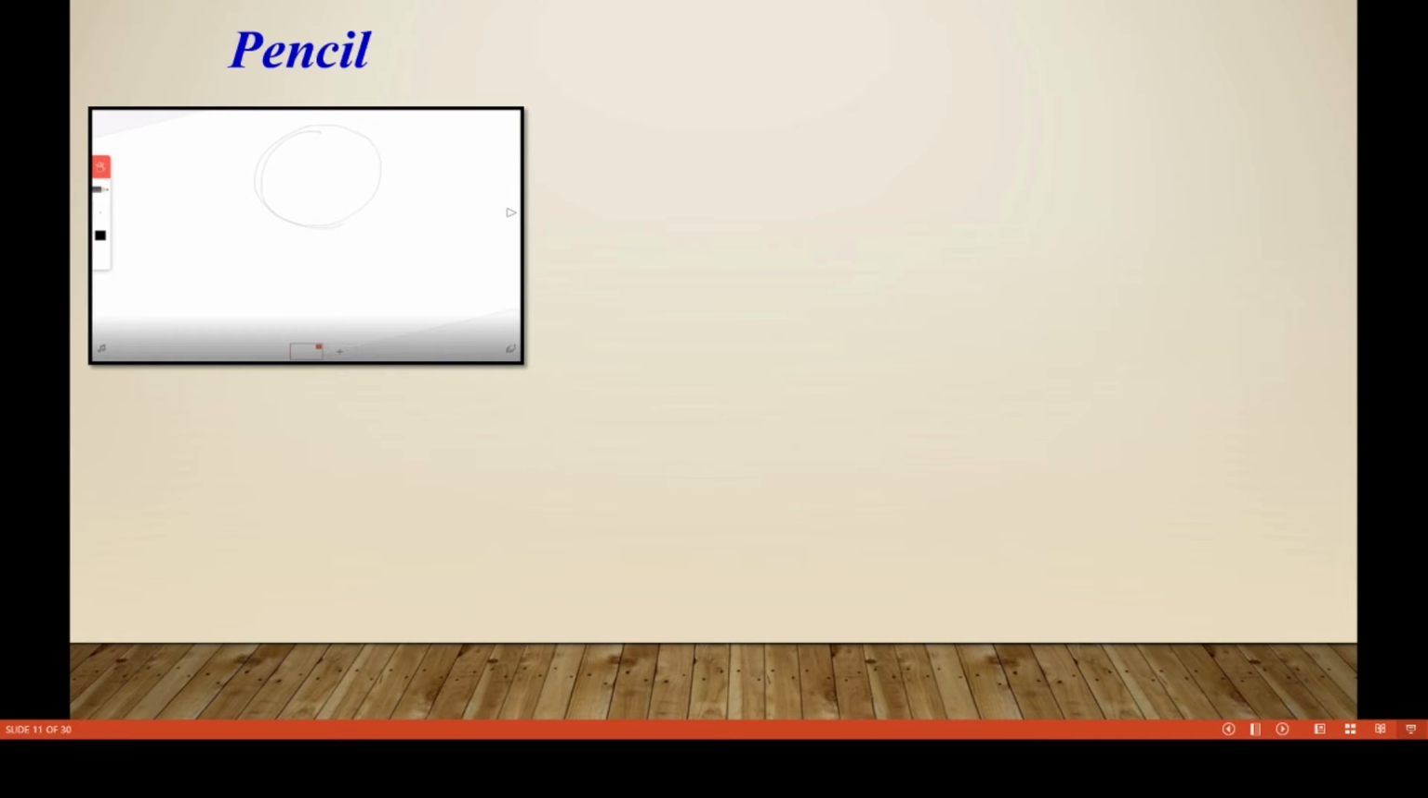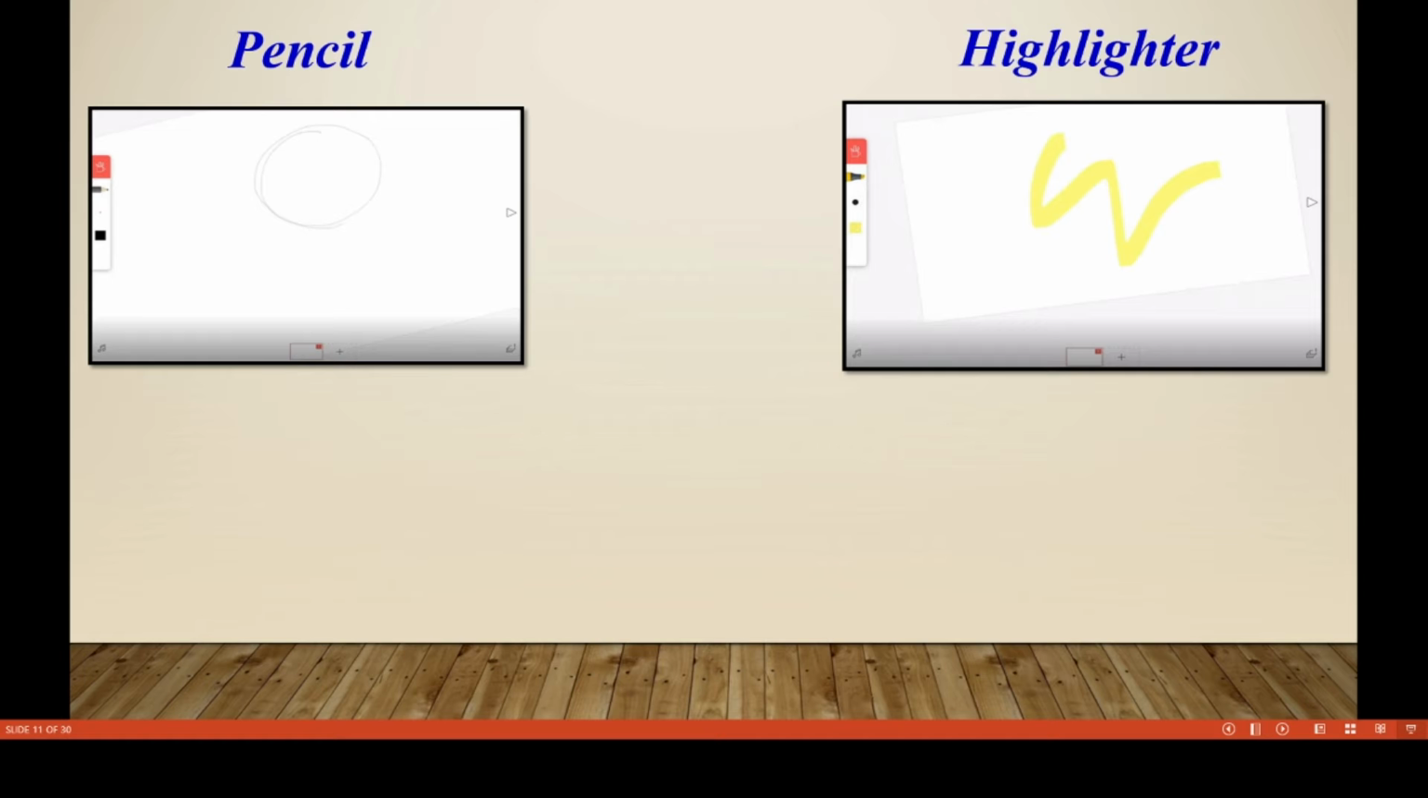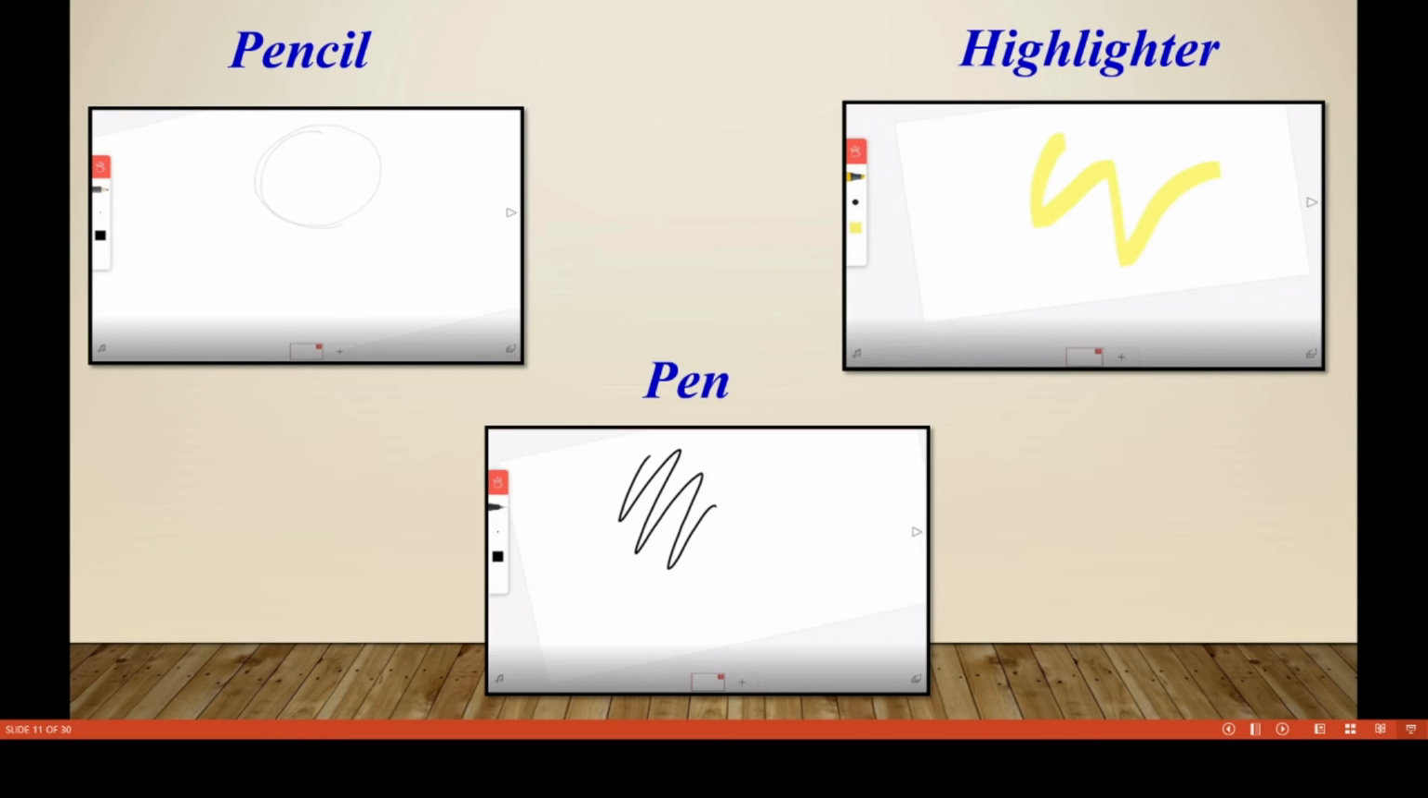So if we draw using a pencil, the thickness of the drawing will be very thin. Suppose if you are using the highlighter, then the thickness of your drawing will be much bigger than the pencil. Then the last one is pen. Suppose if you are selecting the pen option, then your drawing will look exactly in a perfect manner. So it is always better to choose the pen tool for drawing your images.